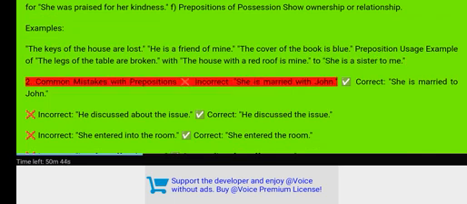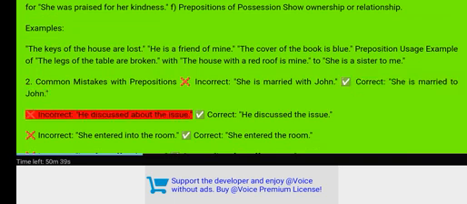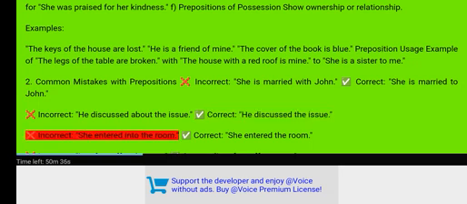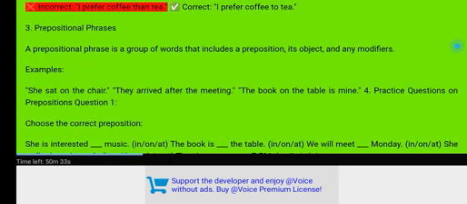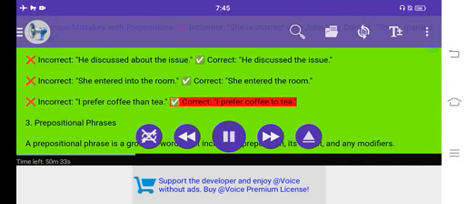2. Common mistakes with prepositions. Incorrect: She is married with John. Correct: She is married to John. Incorrect: He discussed about the issue. Correct: He discussed the issue. Incorrect: She entered into the room. Correct: She entered the room. Incorrect: I prefer coffee than tea. Correct: I prefer coffee to tea.